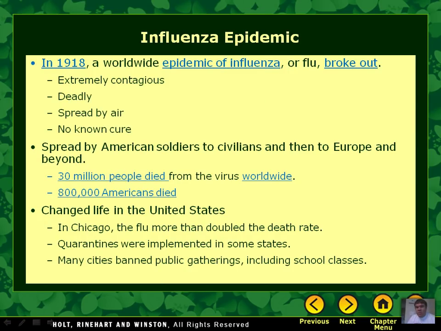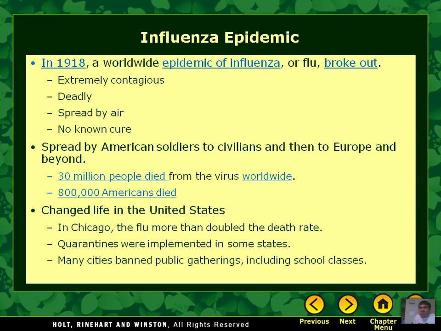Now, along with the ending of World War I, in 1918, there is a worldwide epidemic of the flu. It was extremely contagious. It was deadly, spread by the air, just like our flu that we have going on right now is, and there was no known cure. And this flu was spread by American soldiers to civilians, and then eventually to Europe and then the world. 30 million people died worldwide from the flu virus in 1918.